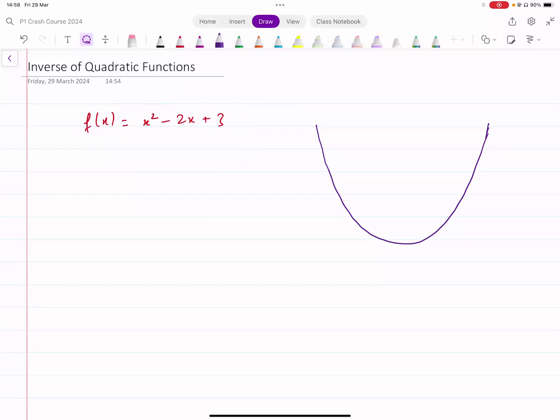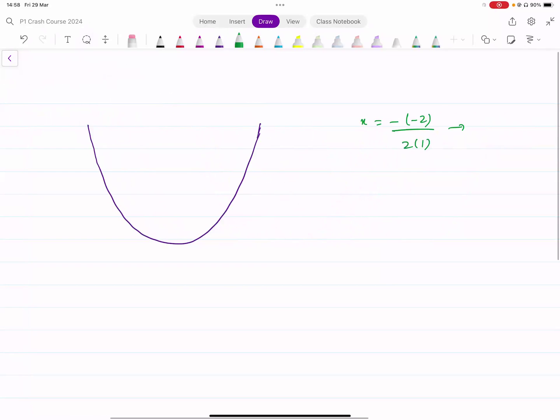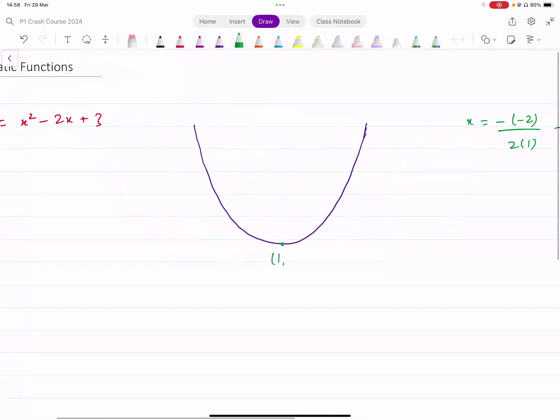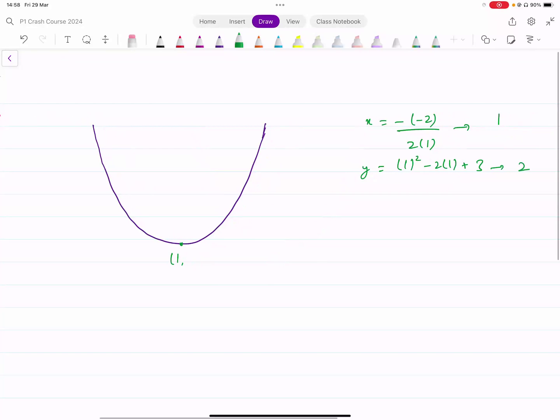If you were to find the turning point of this function, how would you do that? Let's find the turning point of x squared minus 2x plus 3. You could use differentiation, minus b over 2a, completing the square, whatever you prefer. Let's say we use minus b over 2a: minus of minus 2 divided by 2 times 1. That gives us 2 over 2, which is 1. The x coordinate of the turning point is 1. What about the corresponding y coordinate? Put this back in the function, x squared minus 2x plus 3. That becomes 1 squared minus 2 plus 3, and that's going to give us 2. So the turning point of this function is (1, 2).